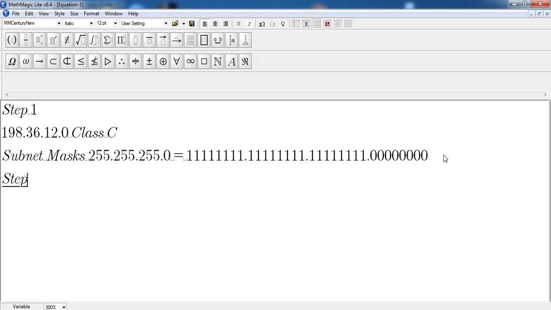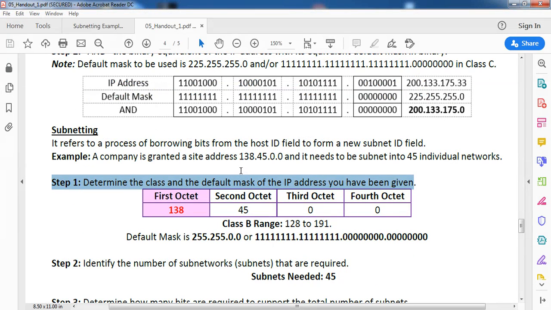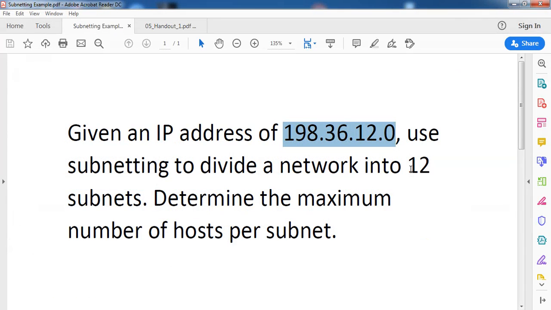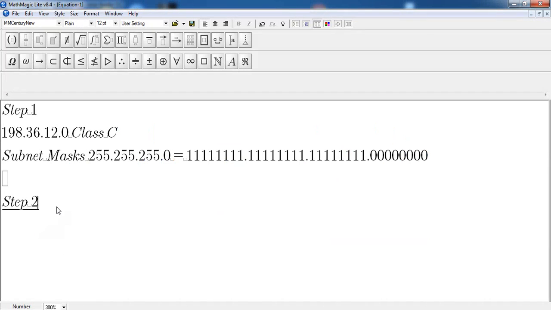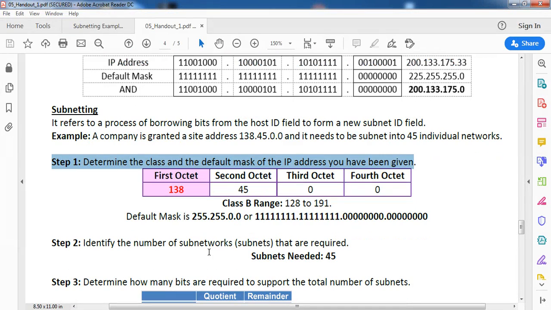Next, our second step involves identifying the number of subnetworks that are required. From the given, it was clearly defined that we divide the network into 12 subnets. So our answer for step 2 would be 12 subnets. Step 3 asks us to determine how many bits are required to support the total number of subnets.